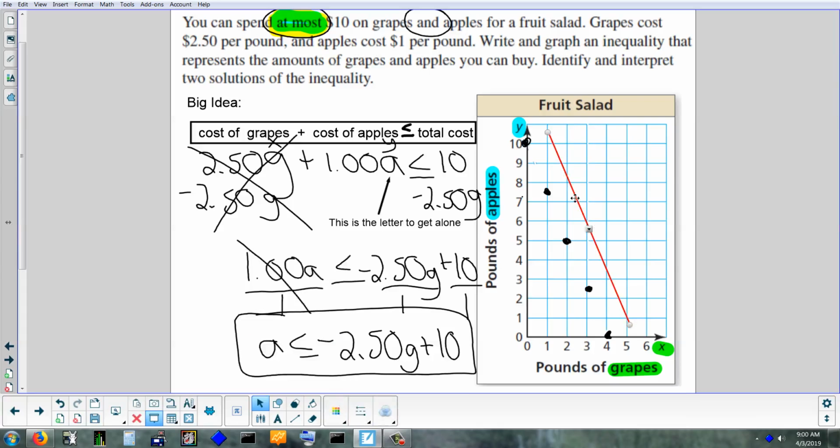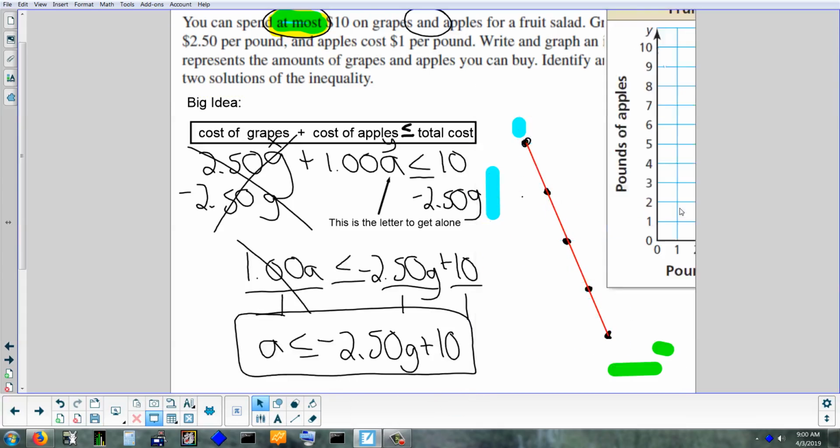So we want to know how many pounds of grapes and apples we can buy, right? Why would the line stop here? Why wouldn't it keep going through the x-axis? Because you don't have negative money. You can only buy a certain amount, and like Yusuf said, you can't buy negative 2 pounds of grapes or negative 5 pounds of apples. That's why we stop when we do something like this.